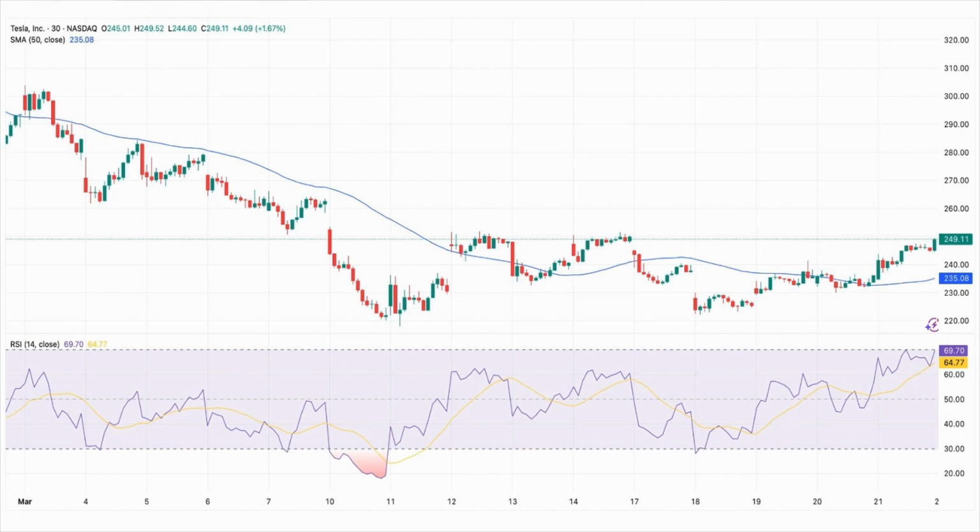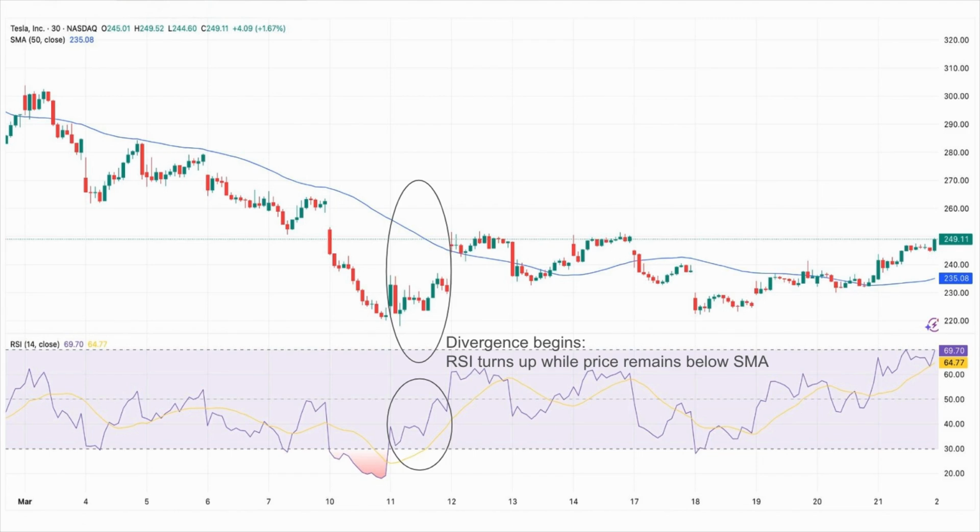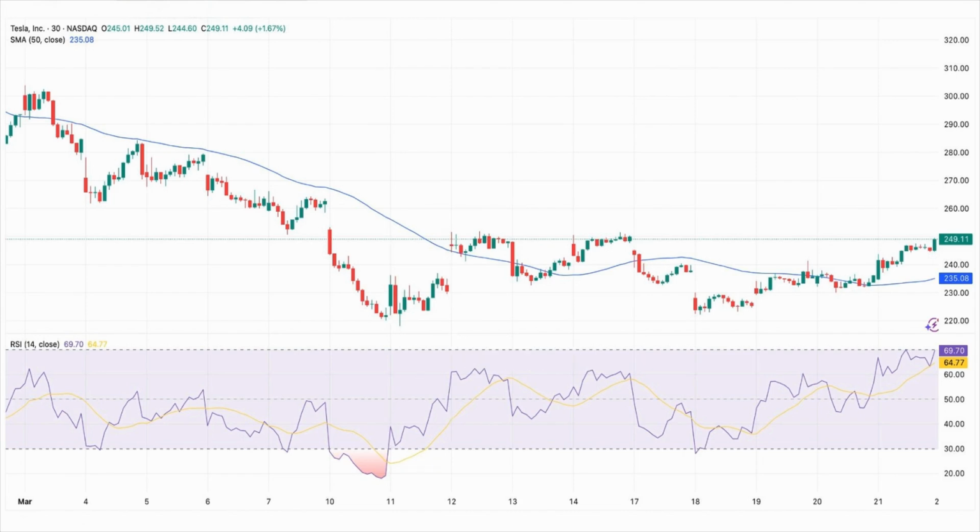On March 11th, this is our first instance of divergence between indicators. Despite price remaining depressed well below the SMA, the RSI begins turning upward from oversold levels. This interaction, RSI improving while price remains below SMA, often precedes a relief rally. On March 12th, Tesla rallies toward the 50-day SMA, around $245, as the RSI climbs towards 60. This signals strengthening momentum, but notice what happens next.